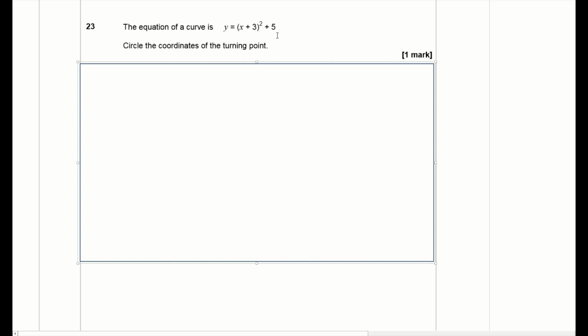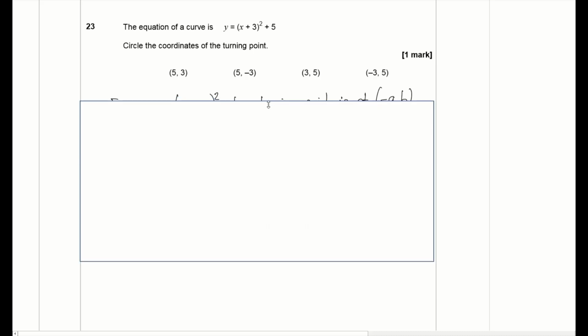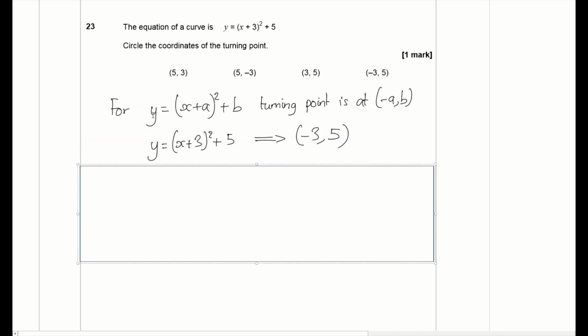Now the general rule of obtaining a turning point from such an equation of the form y equals (x plus a) squared plus b is that the turning point will be at (negative a, b). So you swap the sign of the term in the brackets and you leave the b term as it is. Now the term in the brackets is plus 3 and then outside plus 5. So we swap the sign of the plus 3, so negative 3, and leave the 5 alone. So the turning point will be at (negative 3, 5). That will be your correct answer.